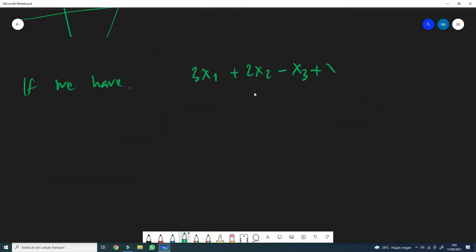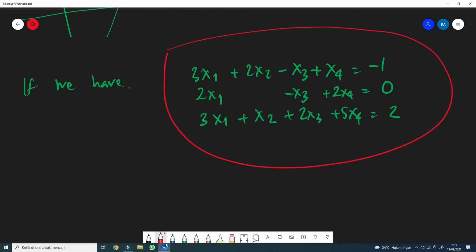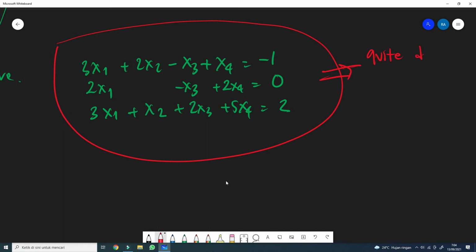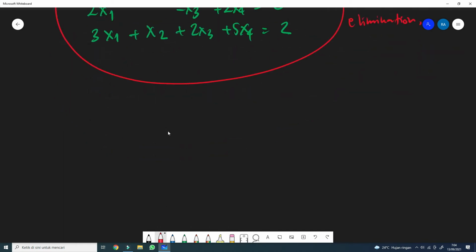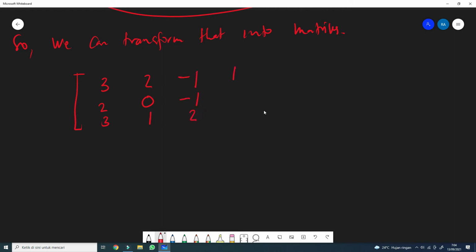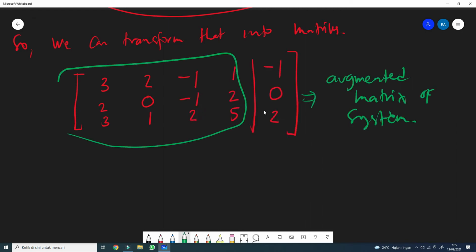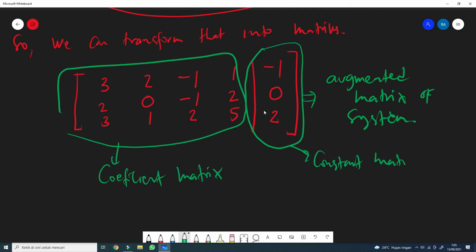Okay, suppose we have these three linear equations. It's quite difficult to solve by elimination and substitution at the same time. So to simplify it, we can transform that into a matrix like this, and this is called the augmented matrix of the system. Here is our coefficient matrix, and this one is the constant matrix.